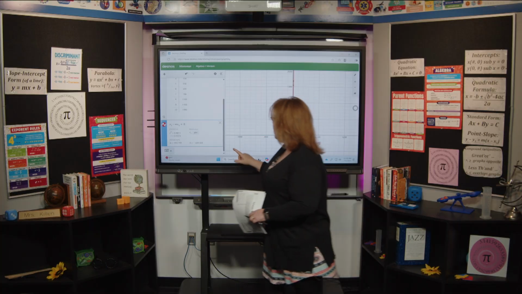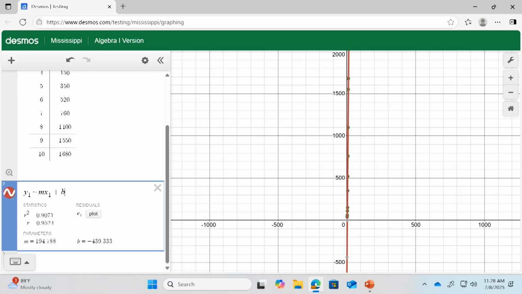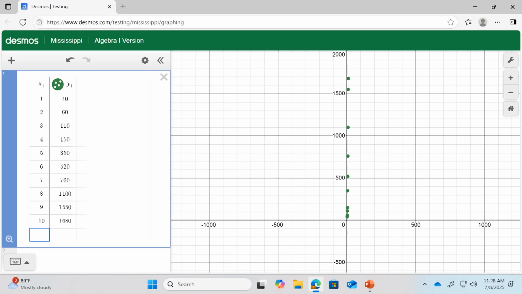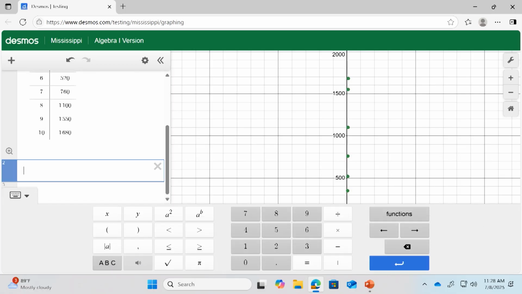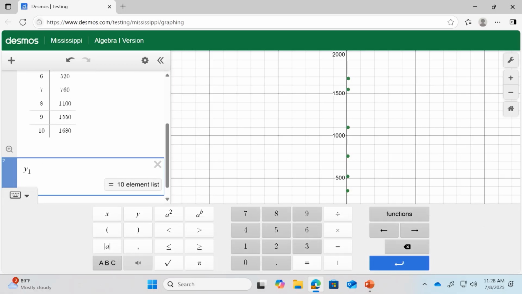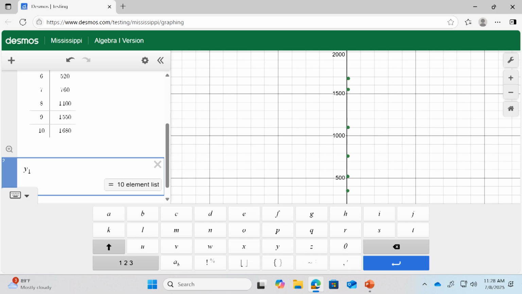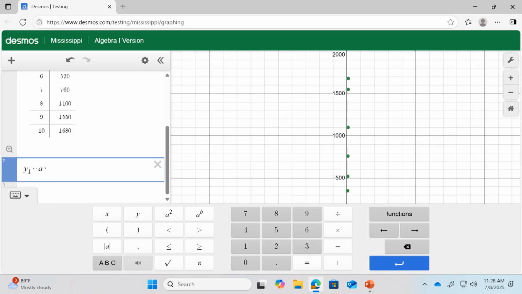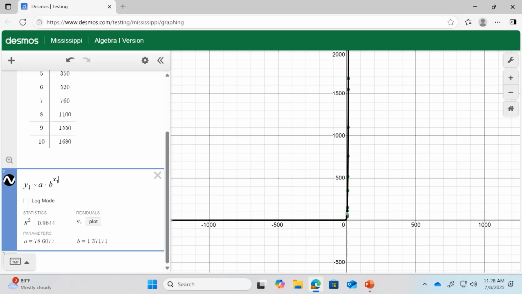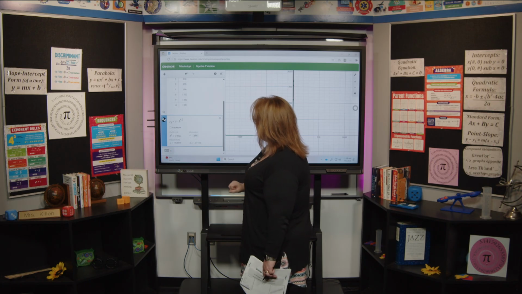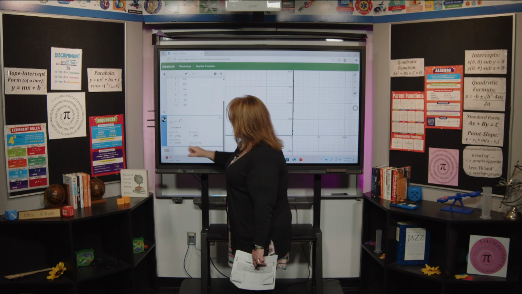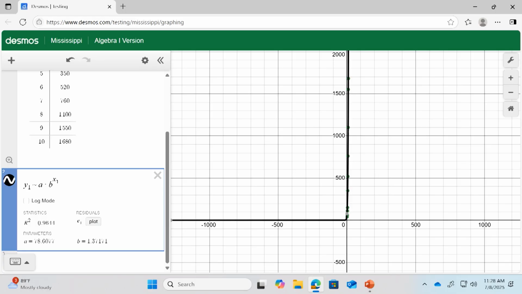So once we wrote all this information down, we're going to put in our information for our exponential, which is y sub 1. Going to go back to that squiggle little line. Then we're going to put a times, and then we're going to put b to the x sub 1. And it gives us the information about our exponent. We have what our a variable is and what our b variable is. We want to make sure that we're writing all this information down.